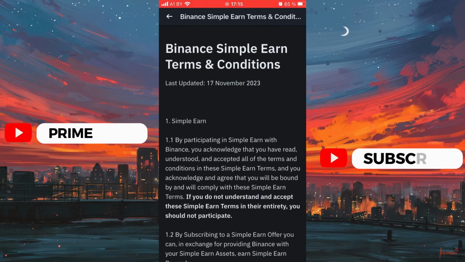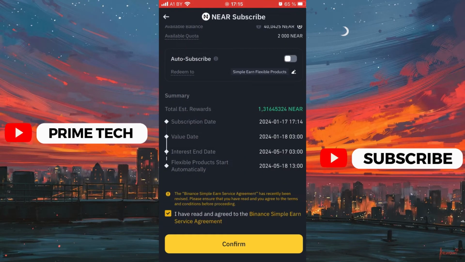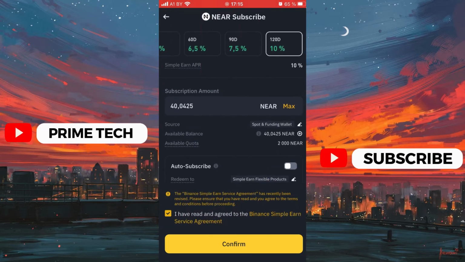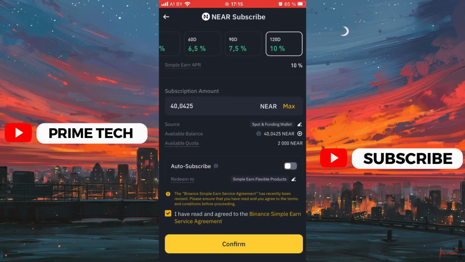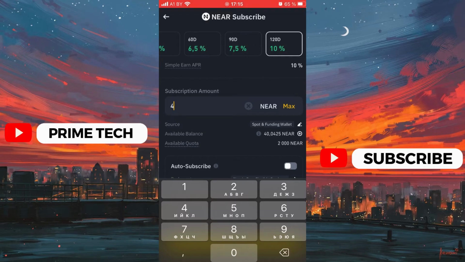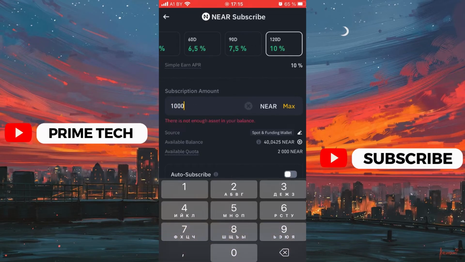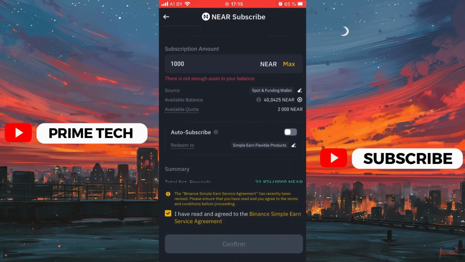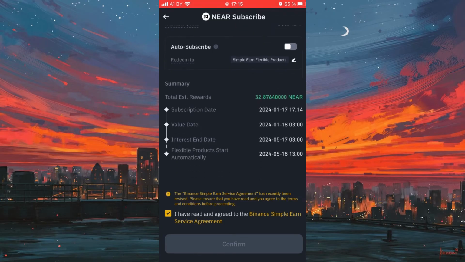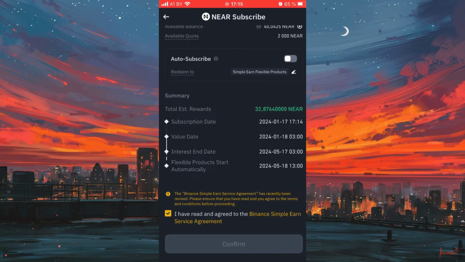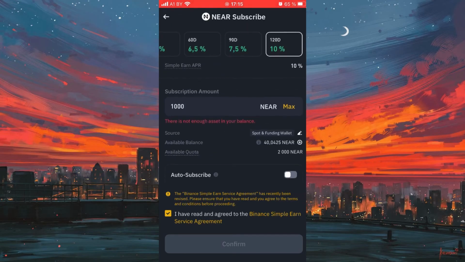Also on this page there is an available quota, and if you keep money in cryptocurrency you can invest it with Binance. For example, I invest 1000 NEAR. On these terms you will earn 33 NEAR in 4 months. Moreover, you will receive a reward exclusively in coins, not dollars, so if the value of the coin increases in dollars, you will receive even more, or vice versa.